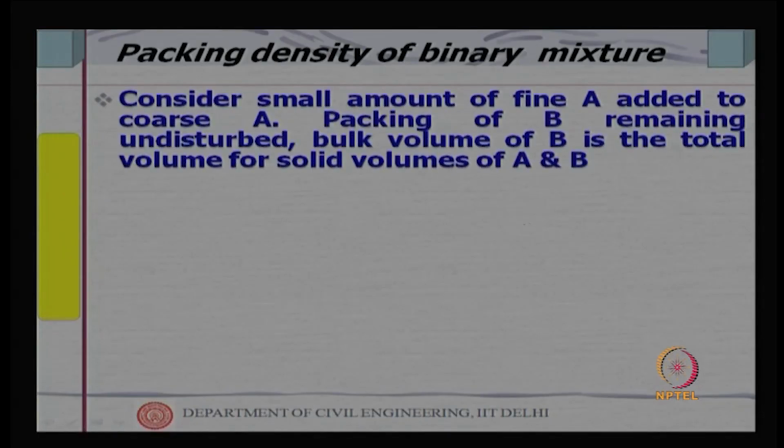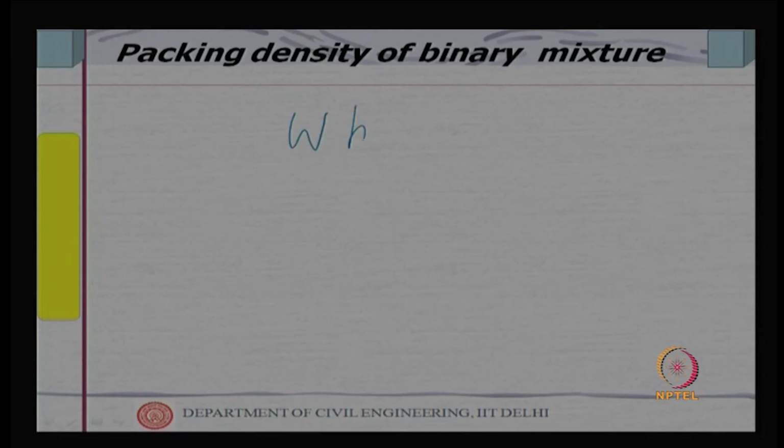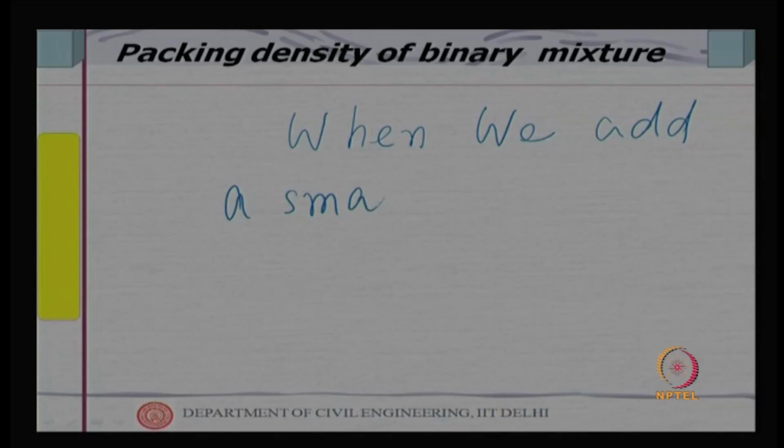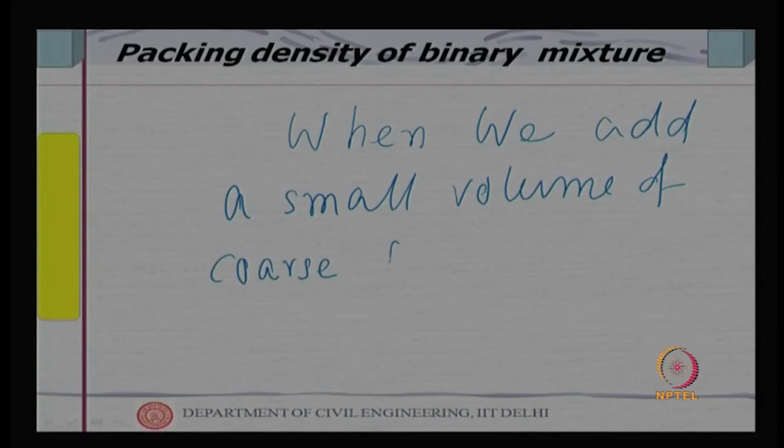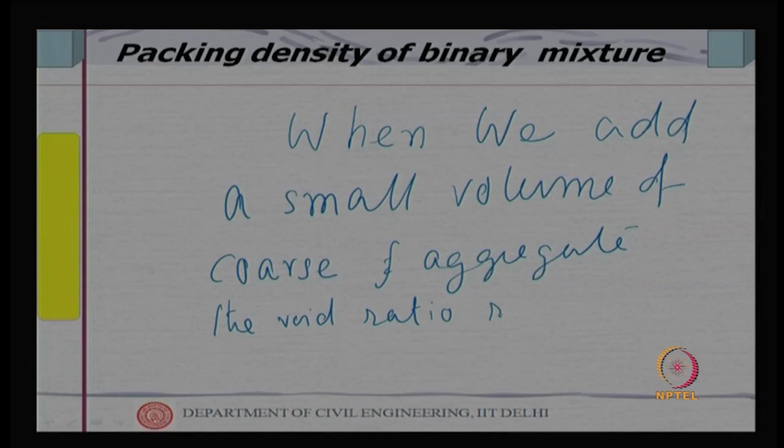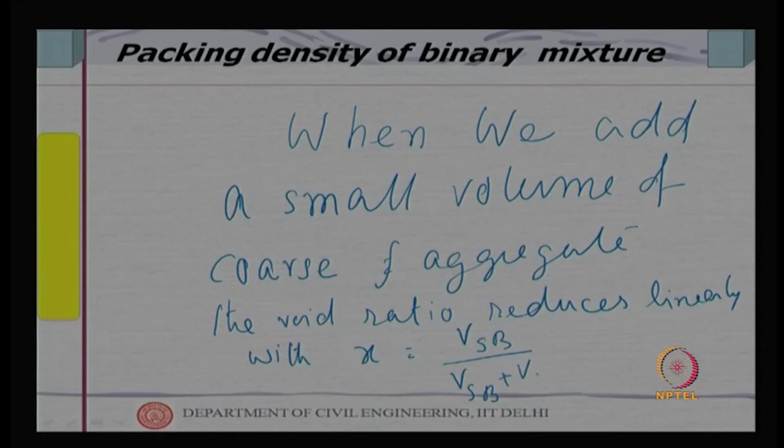So, that is how we come across that it will reduce linearly as I increase the volume fraction of B. From the previous one what we have seen is, when we add a small volume of coarse fraction, coarse aggregate, the void ratio reduces linearly with x, which is the proportion of solid volume of B in the total volume.